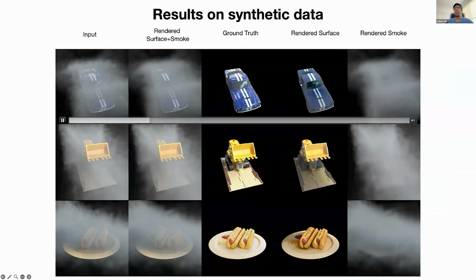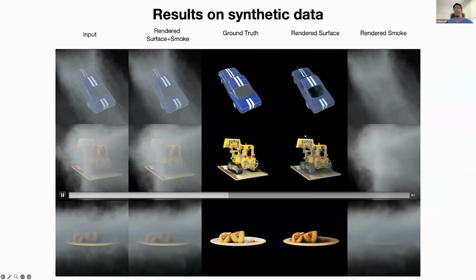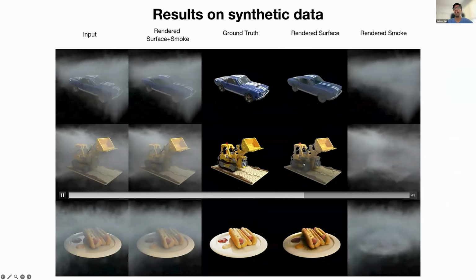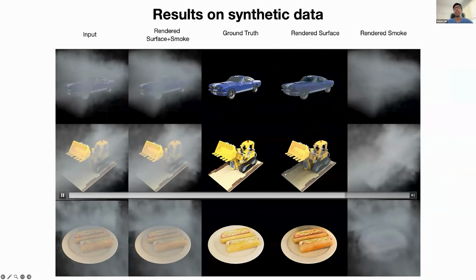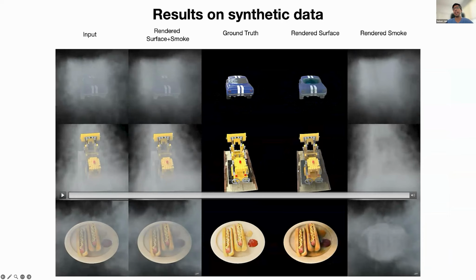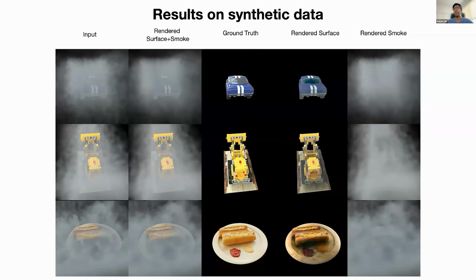Moving on to the results, you can see the fourth column, which is our reconstructed surface. We are able to remove most of the smoke, but the color is still not that great because of the inherent ambiguity between light scattering and color attenuation.